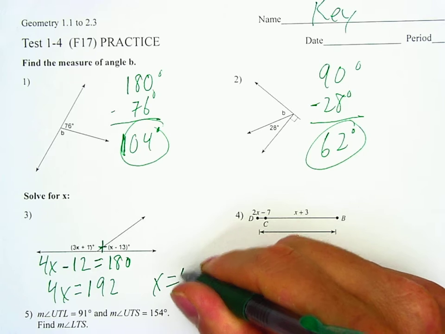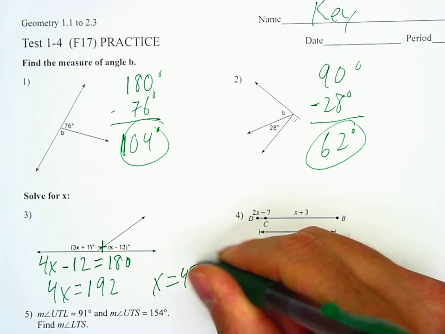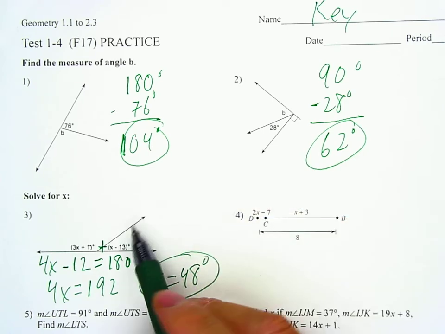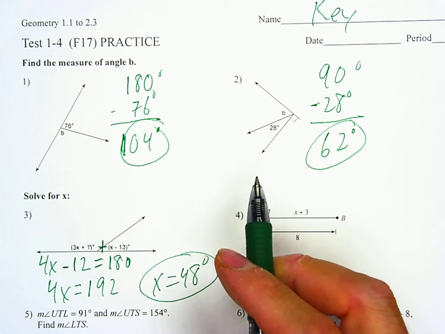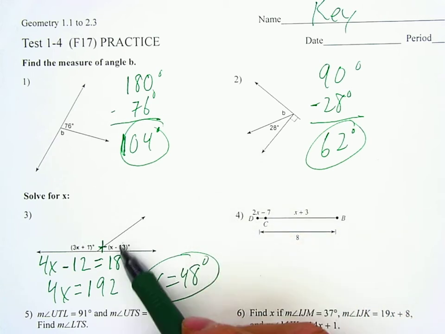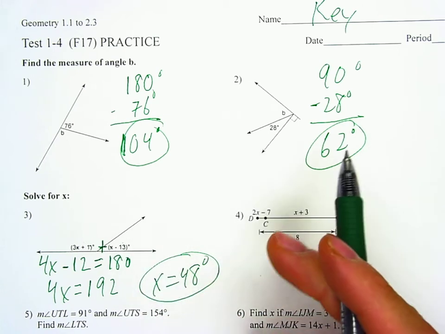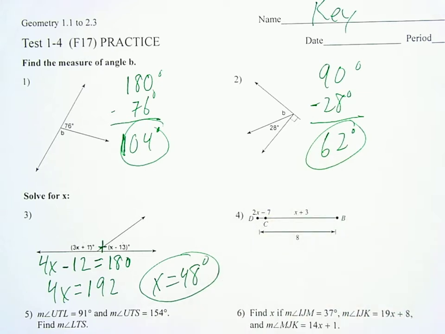I did only ask for the value of x, so that is finished. I could substitute the x back in and verify that these are in fact supplementary angles, and that might be a good idea to check your work. So 48 minus 13 is 35. And then 48 times 3 plus 1, 145, which is 180 total.